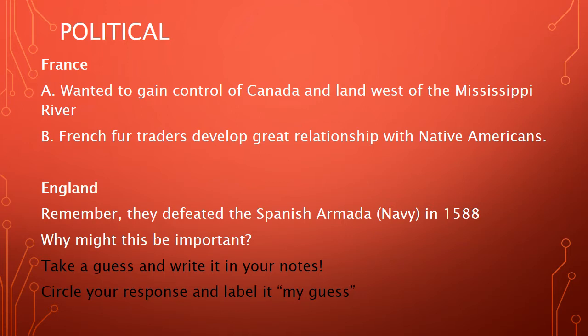England was our third country. All right, so we've gone through Spain, we've gone through France, and now we're going through England. All right, England, and you have to remember they defeated the Spanish Armada in 1588, and there are some important reasons why this is so influential, so important, why that victory is helping England get North America.